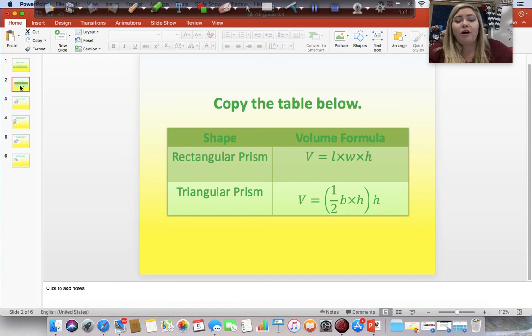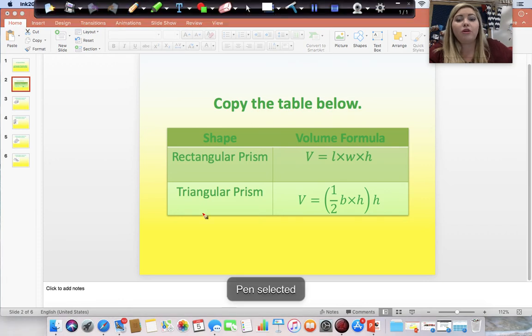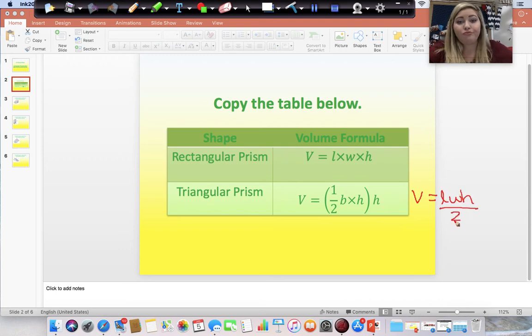Copy this table below. These are formulas for rectangular prisms and triangular prisms. And we are working with volume, so these are both of the volume formulas. Now, I will say that this is a volume formula for triangular prisms, but my personal favorite for the volume of triangular prisms is volume is equal to length times width times height divided by 2.